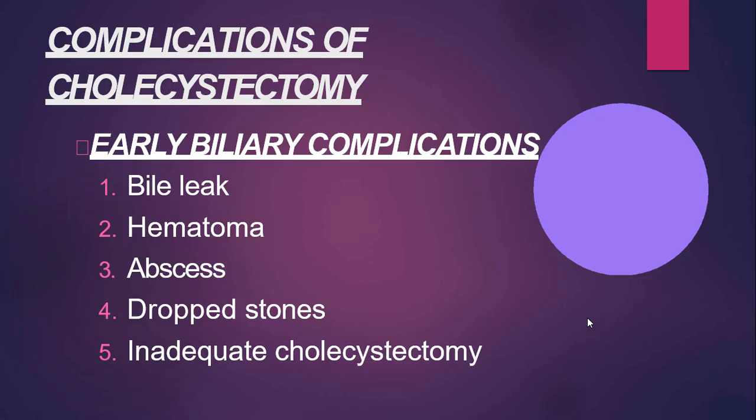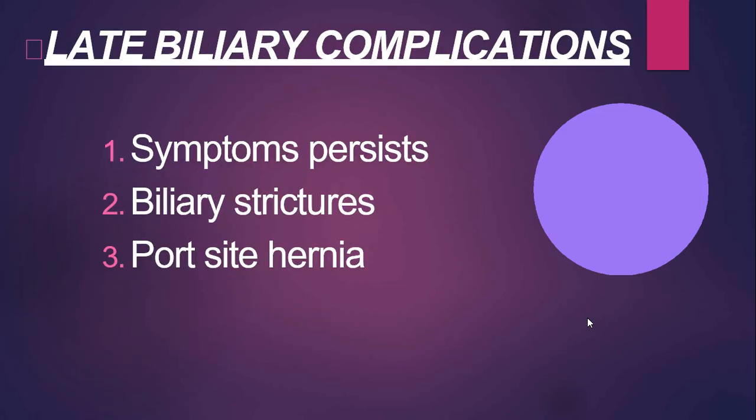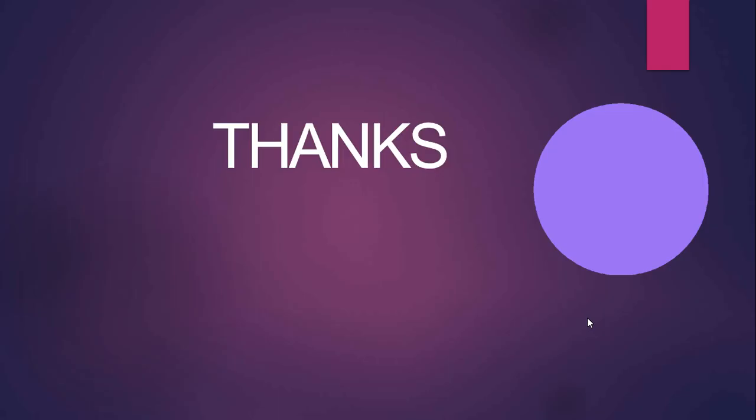So first we discussed the complications of stones itself. Now complications of cholecystectomy. Early biliary complications: you can have a bile leak, hematoma, abscess, or a dropped stone in the peritoneal cavity. Now late biliary complications: when symptoms persist, biliary stricture comes to mind, and there is a port site hernia. From where you put the port, there are chances of hernia formation.